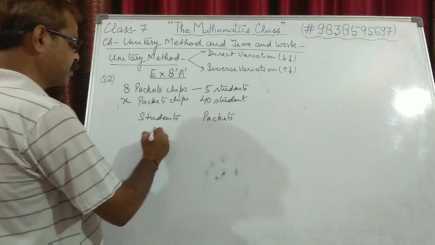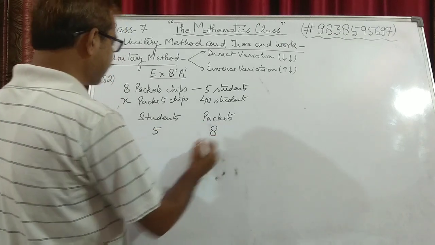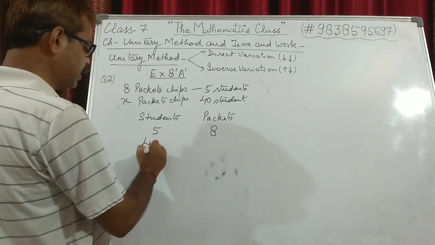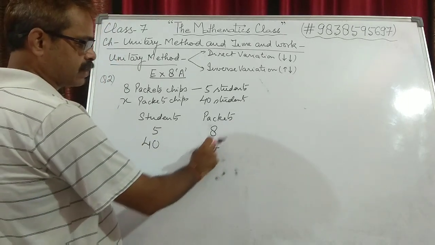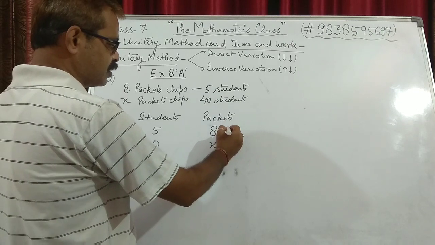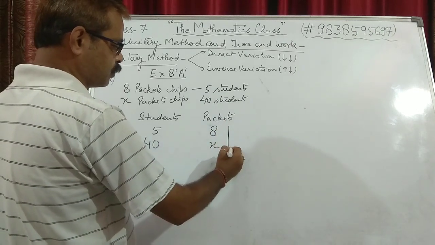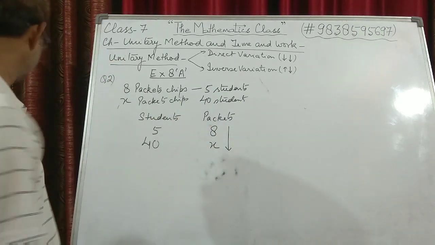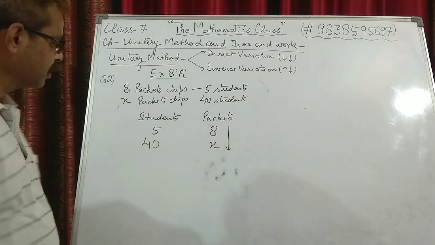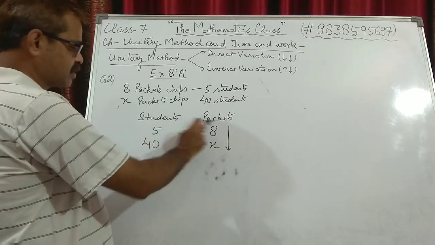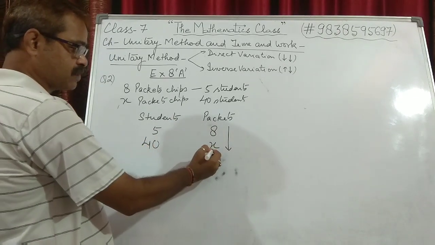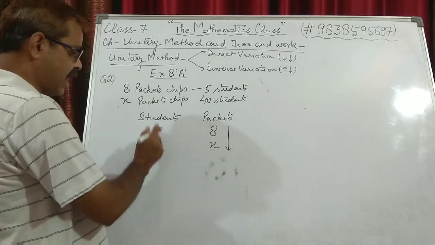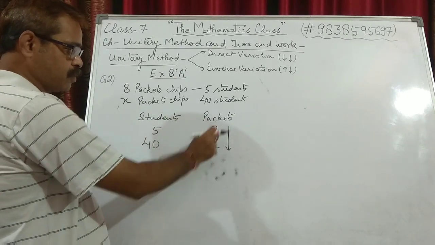Now 5 students require 8 packets. So 40 students will require more packets. It means the value of x will be more than 8. So I am placing it downwards, because this is the way. 5 students require 8 packets, so 40 students will require more packets. So this value will be more than 8, and this value x is more than 8.